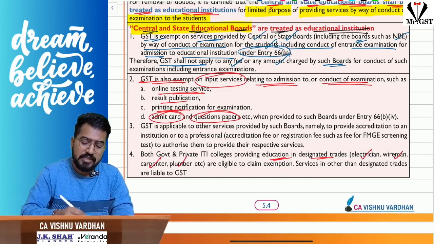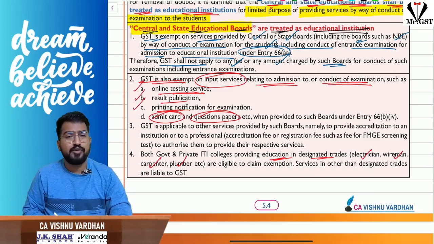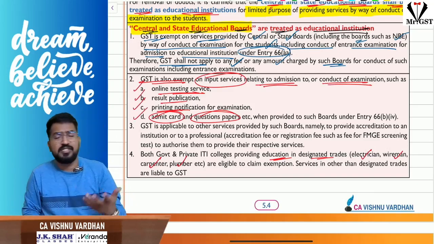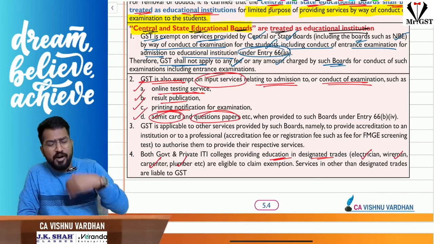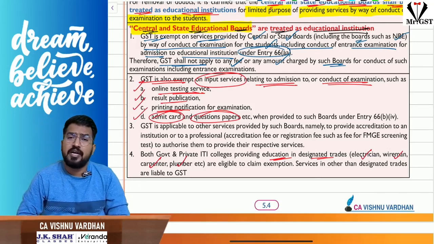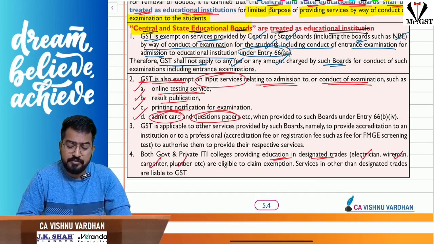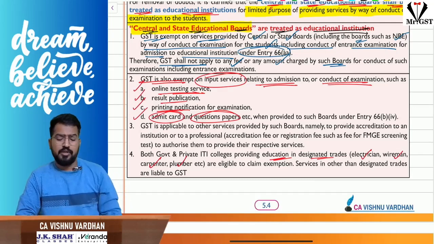Example, online testing services you may take, result publication, or printing the notification of examination, or admit cards, or question papers you get printed from some other people, or some professors setting the question papers, some professors valuing the answer sheets. For all that you are giving consideration, correct? So that is exempt under GST. Am I clear? So that is the point. Okay.